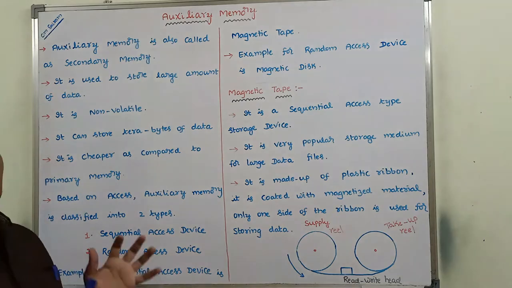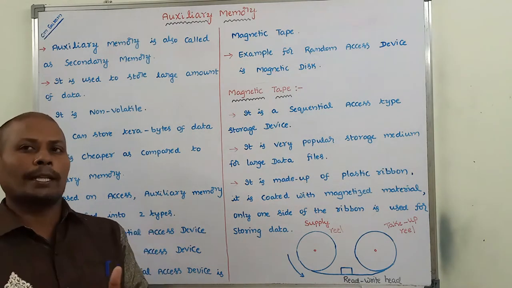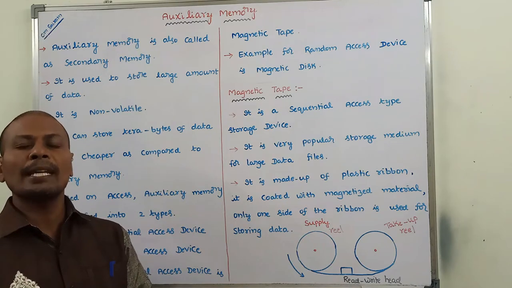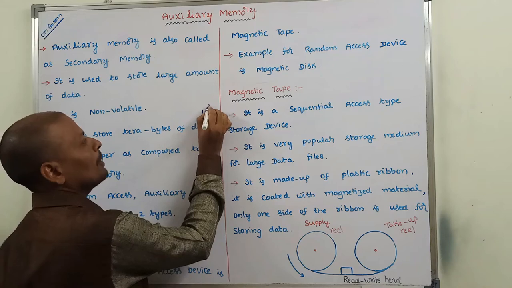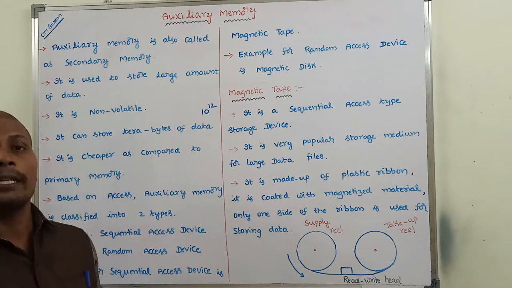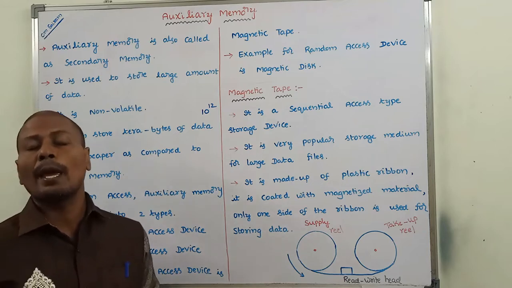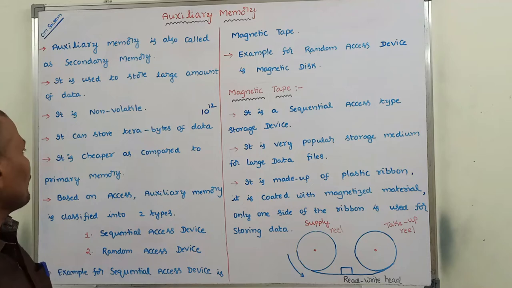Next, auxiliary memory can store terabytes of data. Terabytes of data means 10 power 12. Tera means 10 power 12. To store terabytes of data, we have to use a memory called auxiliary memory.